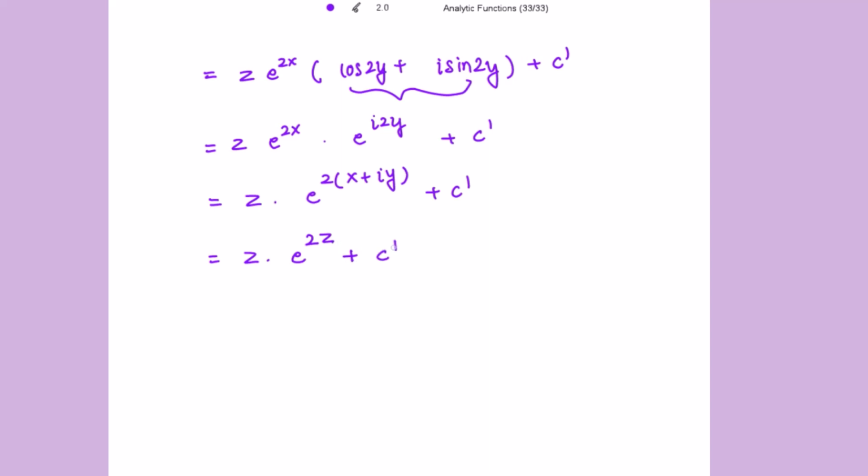Plus C'. So finally we get our analytic function in terms of z. So f(z) is equal to z e^(2z) plus C', that is the constant.